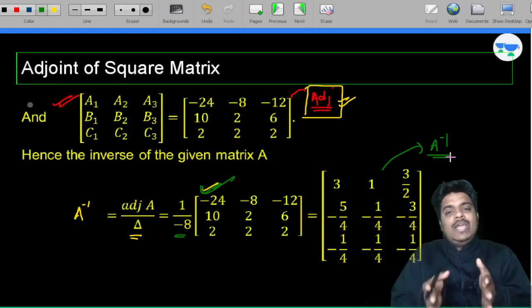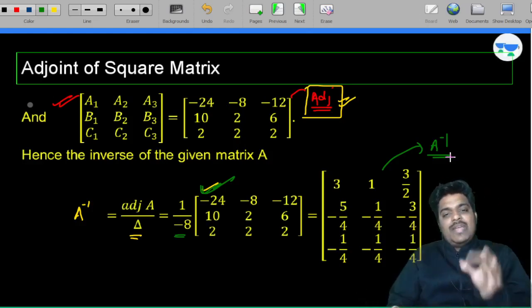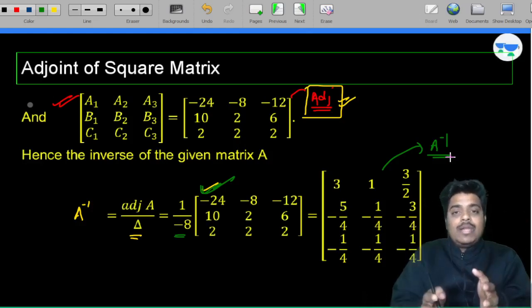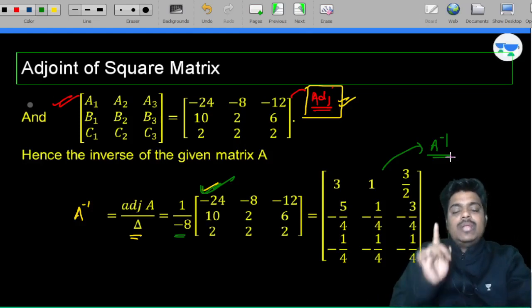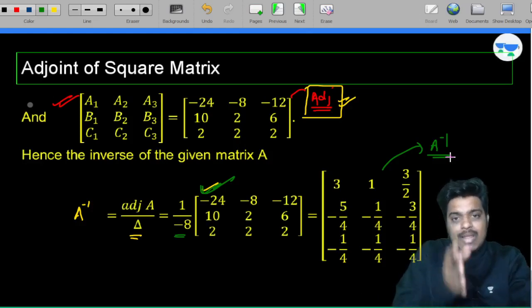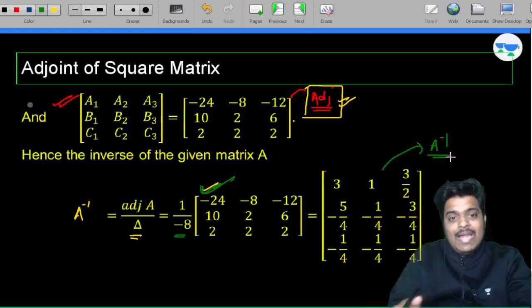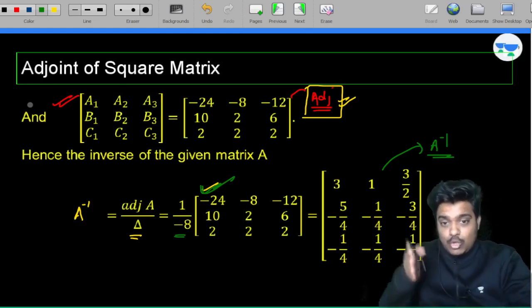So how to calculate A inverse? Adjoint of A divided by determinant of A. How to calculate determinant? We have already seen. How to calculate adjoint? We have seen in the last concept only. Is it clear? So now I think you are able to understand what are minors, cofactors, adjoint and inverse.